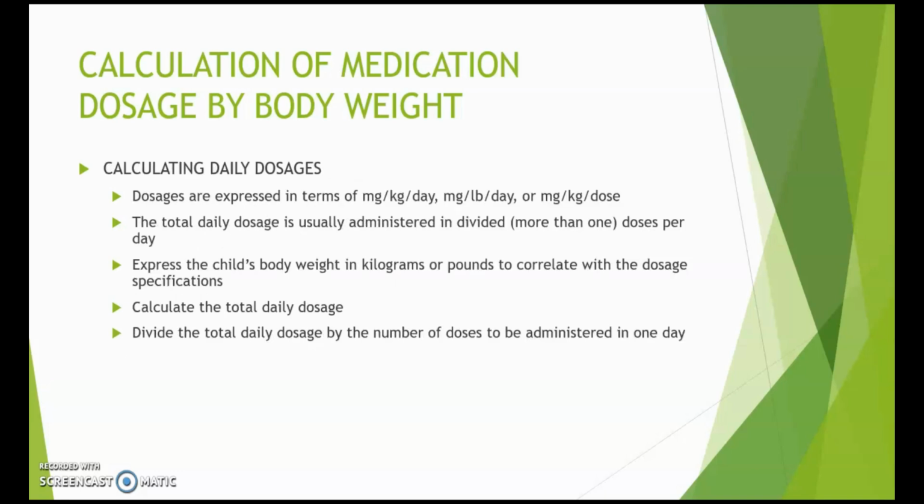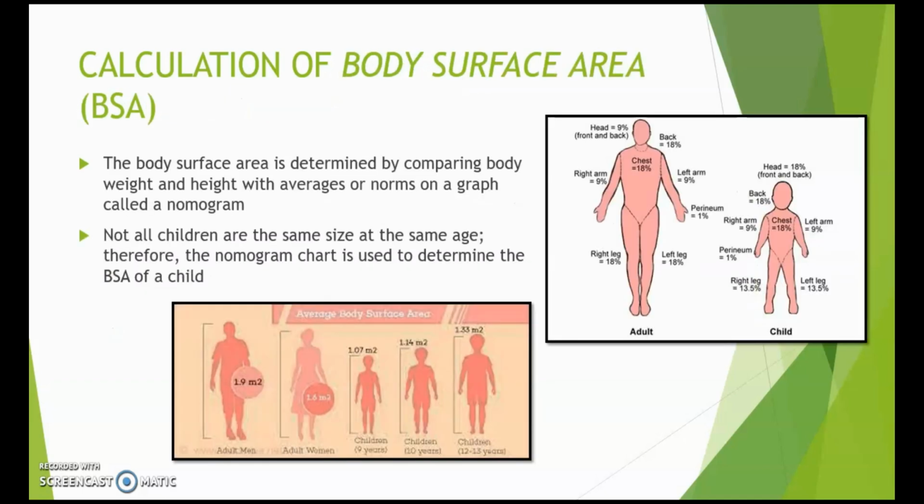Calculation of medication dosage by body weight. Again, let's review this. Dosages are expressed in terms of mg per kilogram per day, mg per pound per day, or mg per kilogram per dose. The total daily dosage is usually administered in divided doses per day. Express the child's body weight in kilograms or pounds according to the dosage specifications. Calculate the dosage and divide the total daily dosage by the number of doses. All these things are repetitive, but it's really good practice to verify the amount in the right formula.